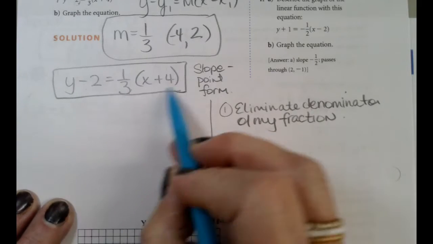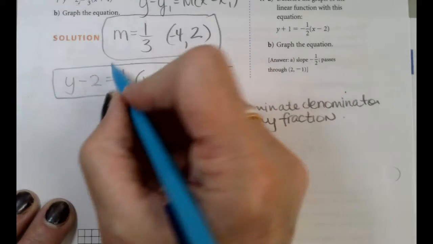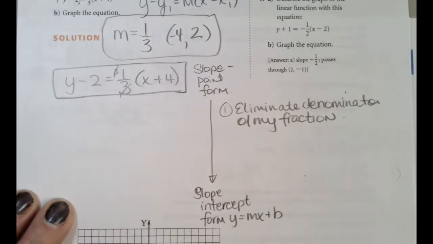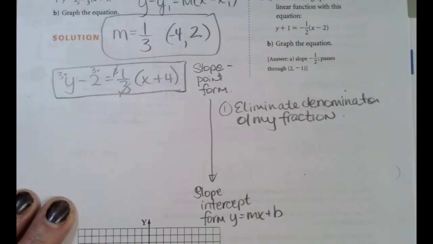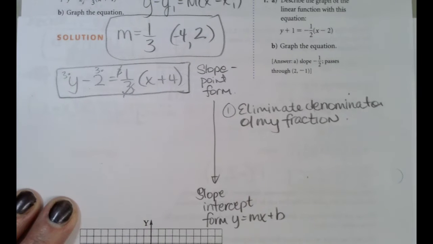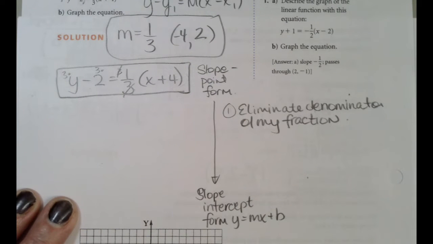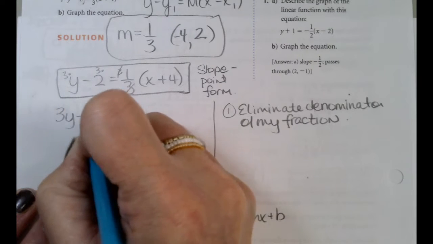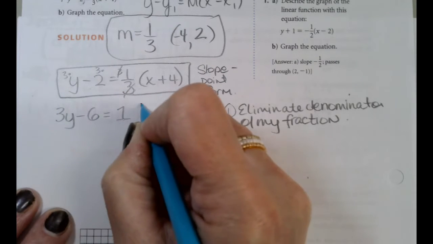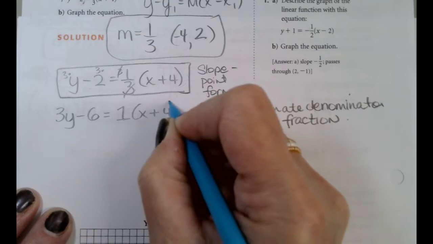Keeping in mind this whole thing is one thing, right? So when I multiply by 3 and cancel, you don't have to worry about the bracket. This has to get multiplied by 3. This also has to get multiplied by 3. Everything gets multiplied by the 3. So I get 3y minus 6 equaling 1, x plus 4.